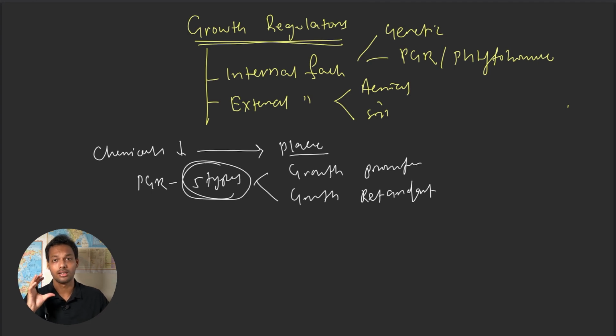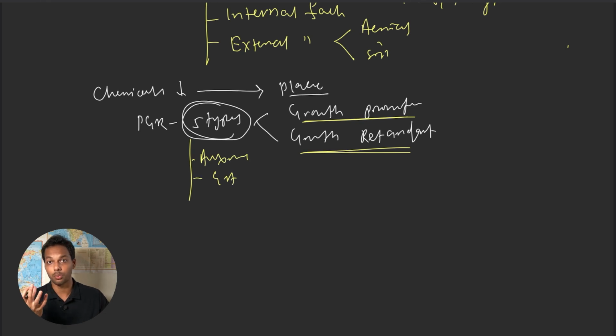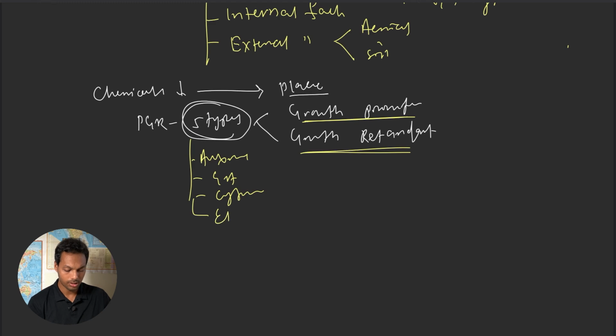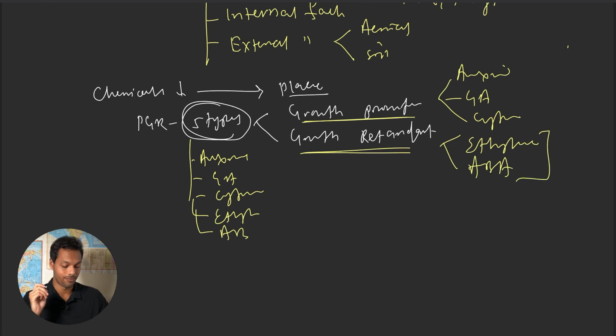The 5 types of phytohormones I just told you are auxin, gibberellin, cytokinin, abscisic acid and ethylene. These are broadly grouped into 2 types: one is growth promoter, another is growth retardant. Growth promoters are auxin, gibberellin and cytokinin. Growth retardants are ethylene and abscisic acid.